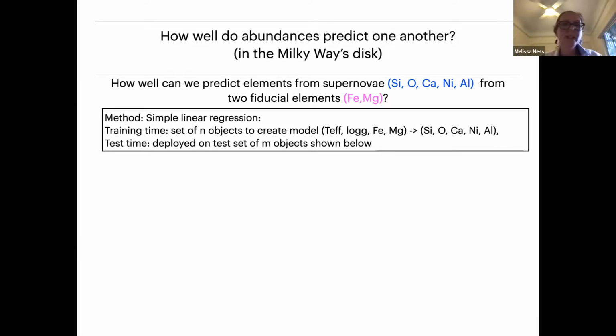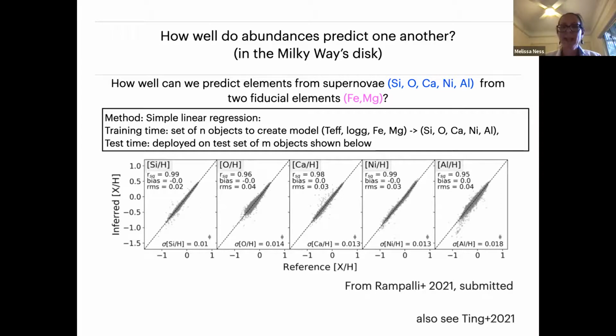I'm going to use simple linear regression. I'm going to take a set of objects to create a model to learn the relationship between evolutionary state, iron and magnesium, and my set of 5 elements. And I'm going to take different stars that haven't seen the model, deploy my model on those stars and see how well I can predict those 5 elements. And this is what we find.